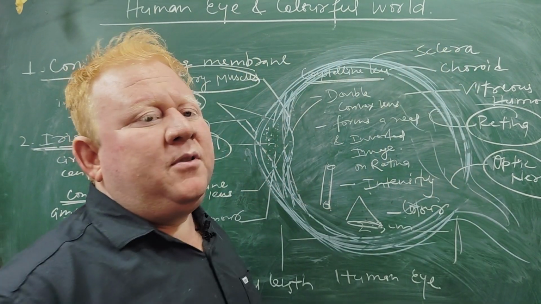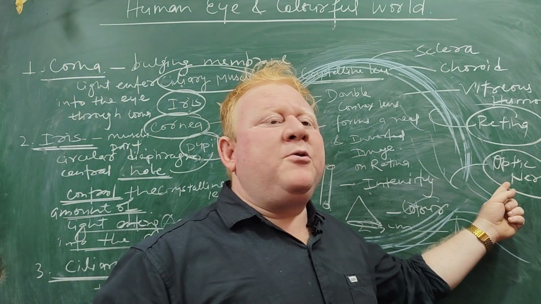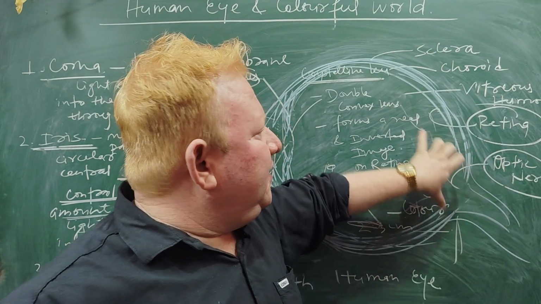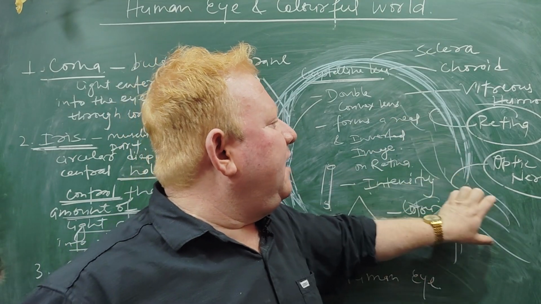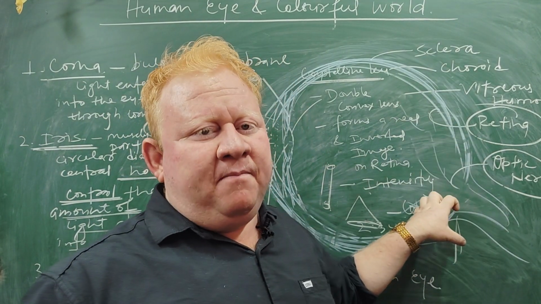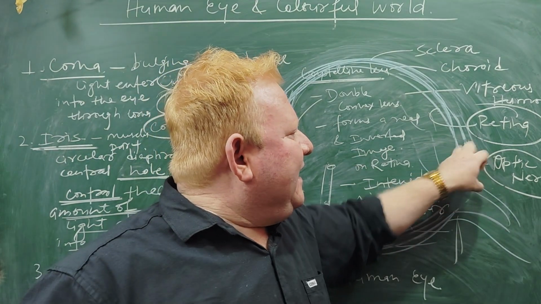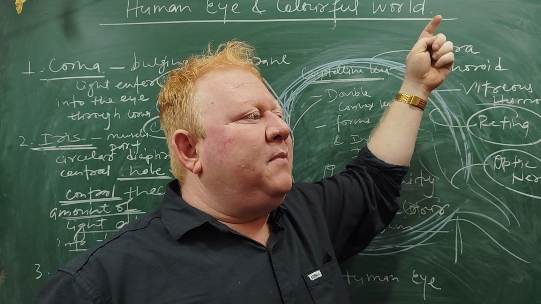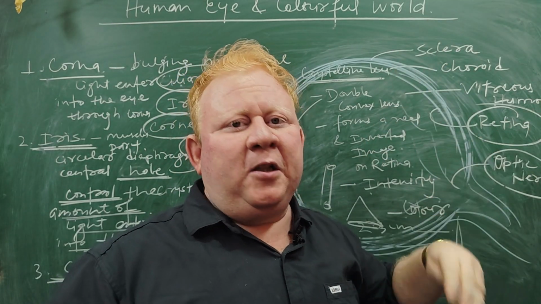After retina, let us go for optic nerve. Now you see what is this optic nerve? It's placed here only at the nerve junction. This is the nerve junction area. Its function is to carry electrical signal to the brain, where the brain finally interprets it and hence we see the object.